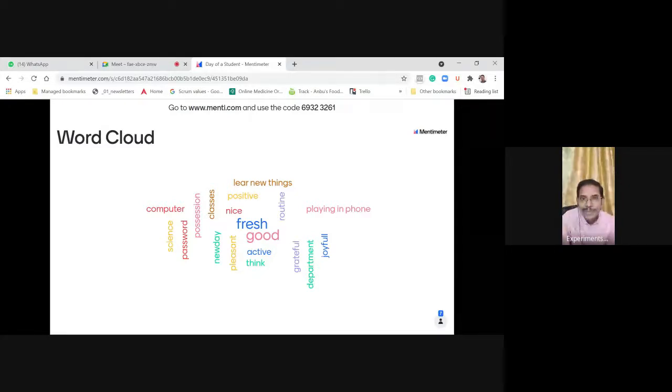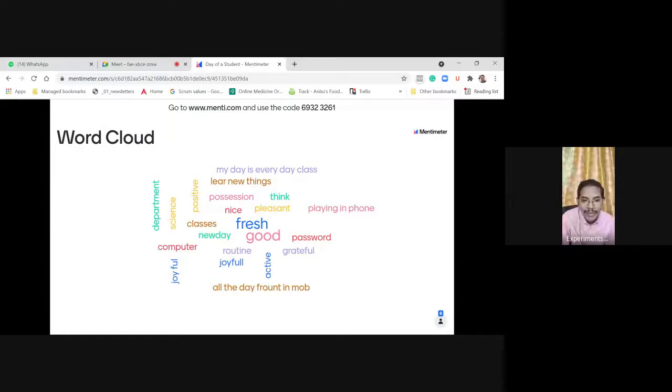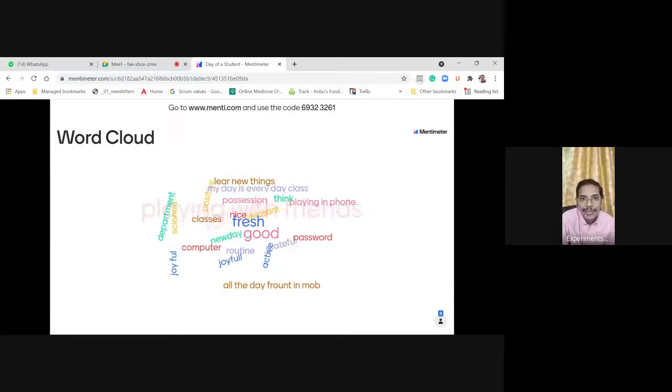How many of you go to help your parents by buying something from the shops? My day is everyday classes, learn new things. Yeah, right. All day, in front of the mobile. Yeah, absolutely. But how are we using that mobile? That is the key. What else? Please use this and share it, because it will not tell your name who shared this. Go ahead and please share it. It will be beneficial for everyone.